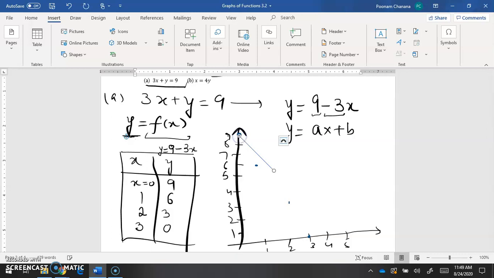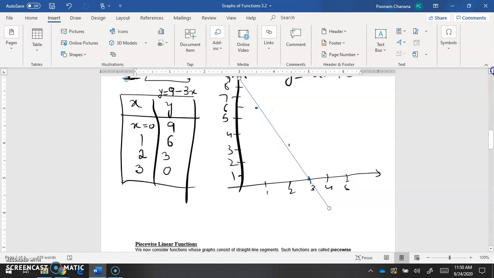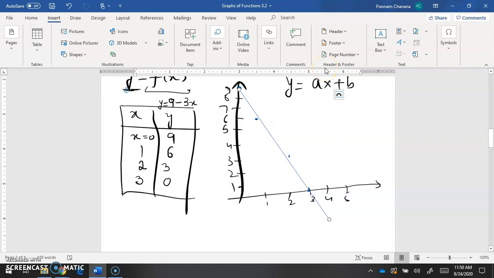So here, we have to join these points, and this would be our line. Okay, so if you notice, if you just look at the graph, you can see where it meets the x-axis, right?